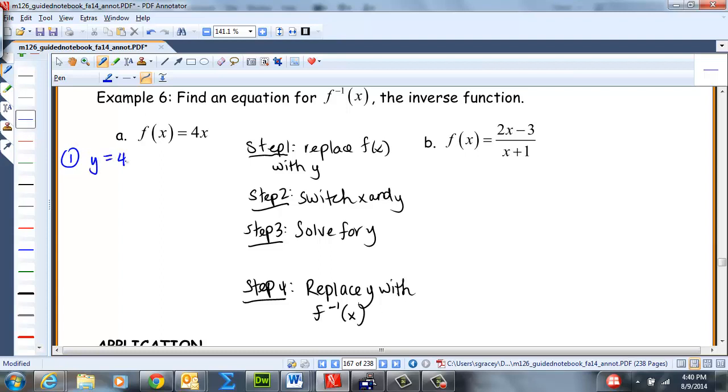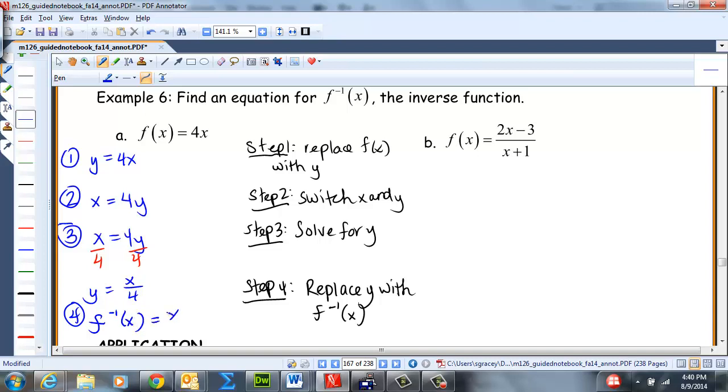So, step 1, y equals 4x. Step 2, switch them. So x is 4y. Step 3, solve for y. So you have x equals 4y. Divide both sides by 4. We'll end up getting, if we write y on the left, y equals x over 4. And that fourth step, replace y with f inverse at x equals x over 4. And you're done.